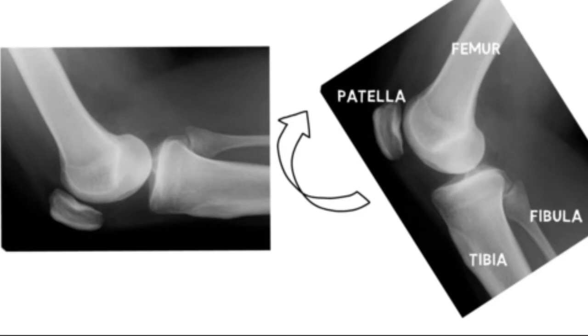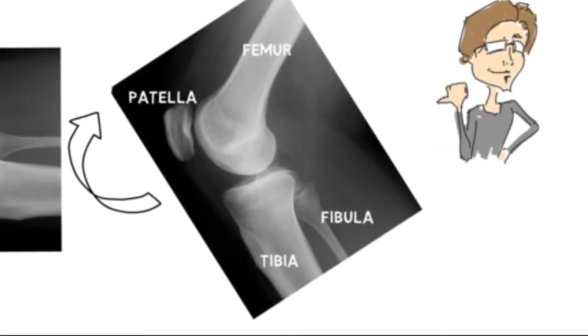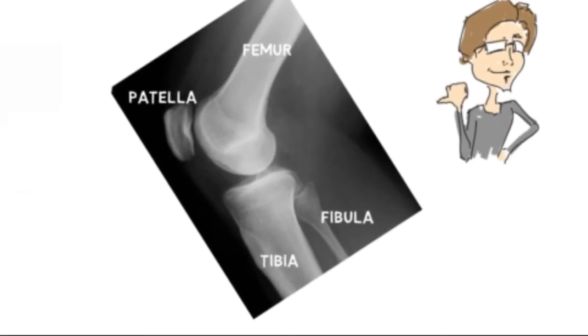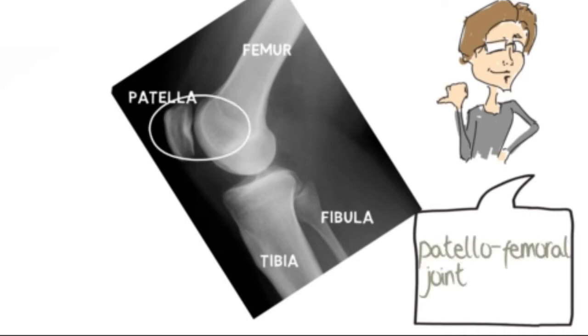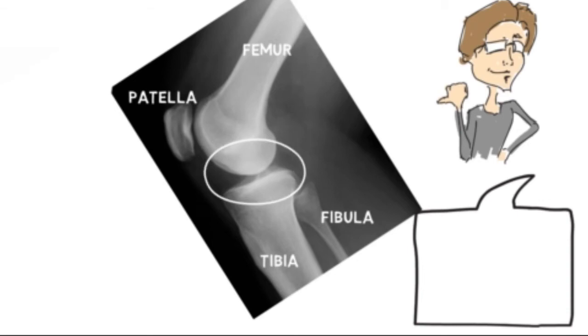You can see a number of bony contact areas quite clearly in this view. Between the patella and the femur, the contact area is called the patellofemoral joint. Between the femur and the tibia is the tibiofemoral joint, and between the tibia and the fibula is the tibiofibular joint.